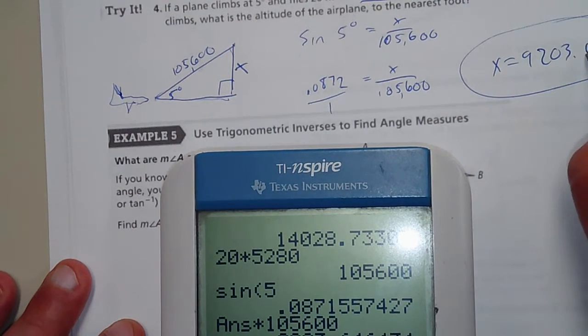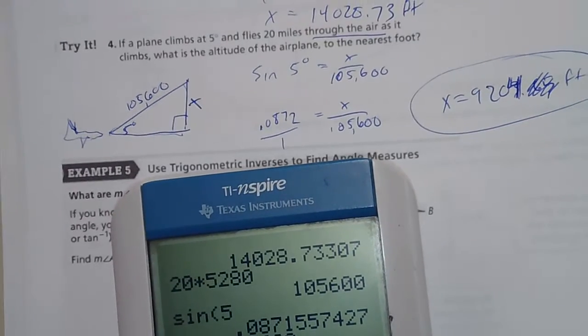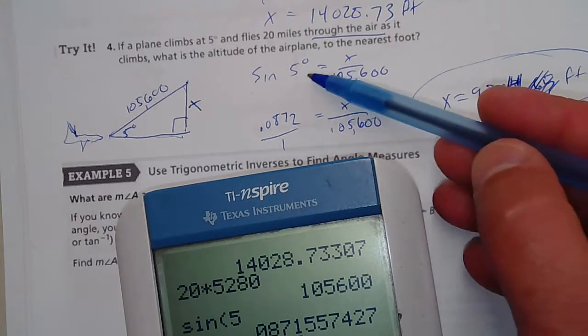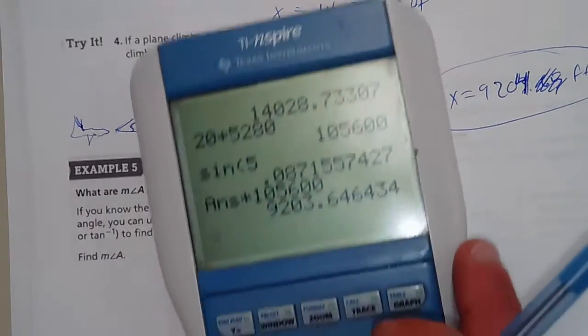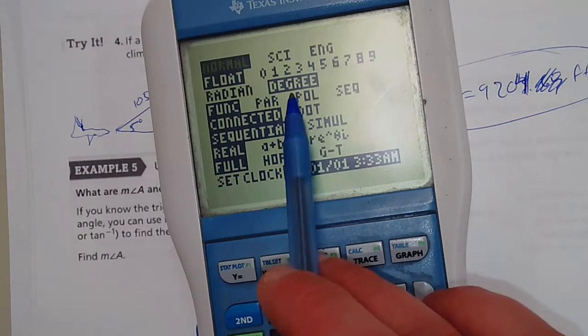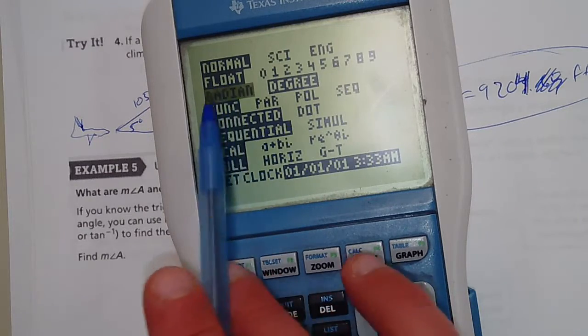Oh, nearest foot. Sorry, I guess I should make that a 4. My bad. There we go. So 9,204 feet. One thing too, I don't know if I mentioned this on the last video or not, but you do want to make sure you're in the correct mode on these. When you're doing things like sine 5 and tangent 12, your calculator in the mode section does need to be in degree. We'll learn about what radian is in a couple days. Radian is based off pi.